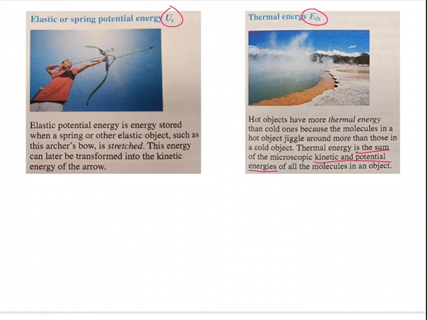So now we have K for kinetic energy. We have U sub G for gravitational potential. We have U sub S for spring potential. And we have E sub TH for thermal energy.